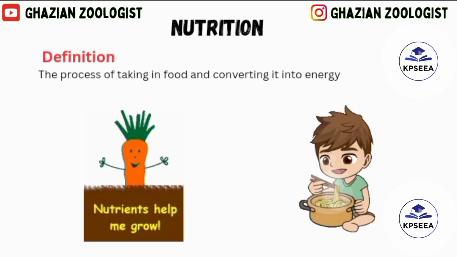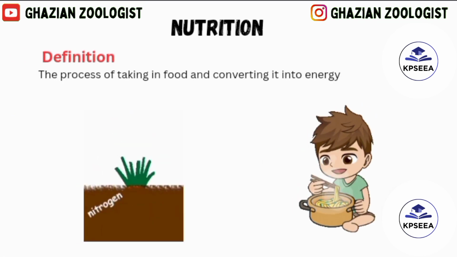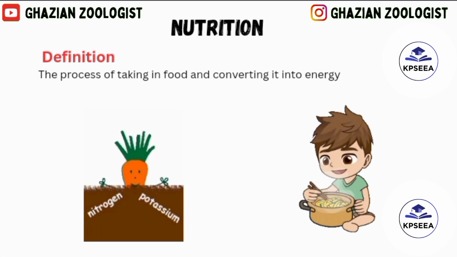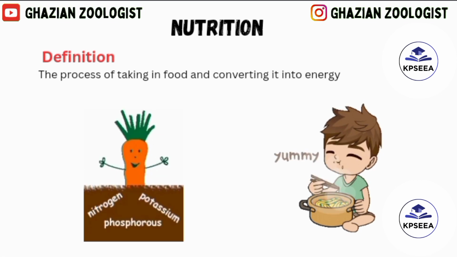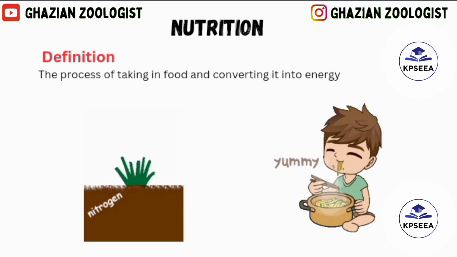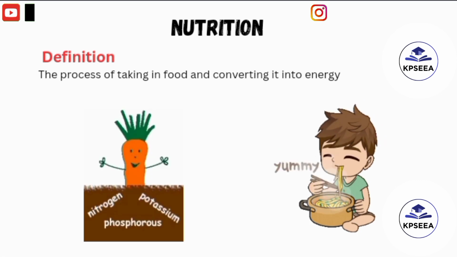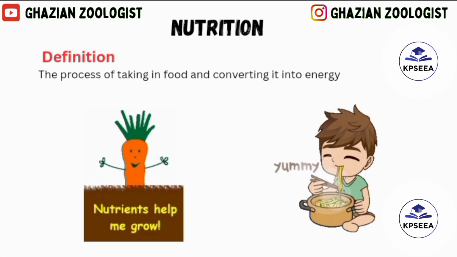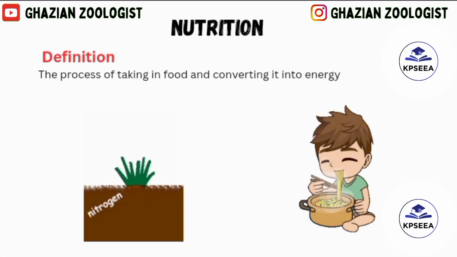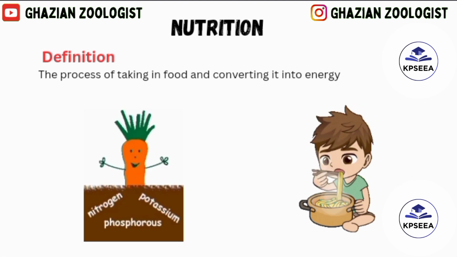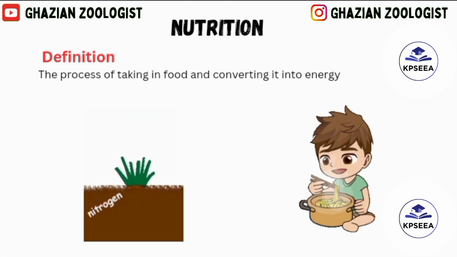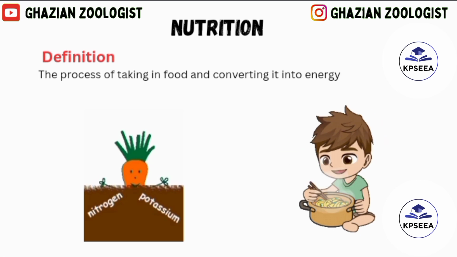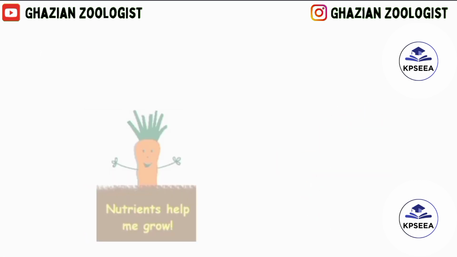The next one is nutrition. Nutrition is the process of taking in food and converting it into energy. Okay, you can see a baby who is eating continuously. Actually, it's a GIF. Nutrients are also required by plants for their proper growth. You can see the carrot that is growing. So nutrients are required for the proper growth of plants.